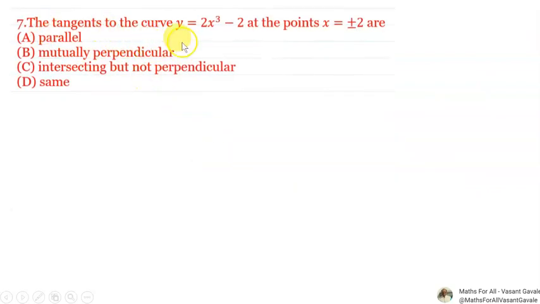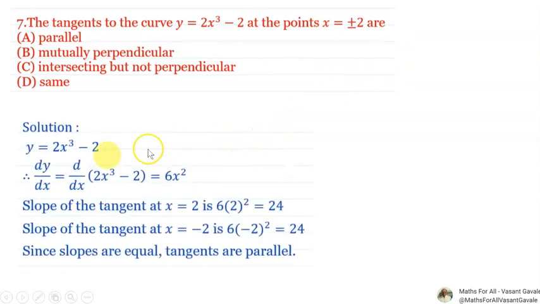The tangent to the curve y = 2x³ − 2 at x = +2 or −2 are... Okay. Now here y = 2x³ − 2, then dy/dx, the derivative of 2x³ − 2, is 6x². The slope of the tangent at x = 2 is 24. The slope of the tangent at x = −2 is again 24. It means that since the slopes are equal, therefore the tangents are parallel.